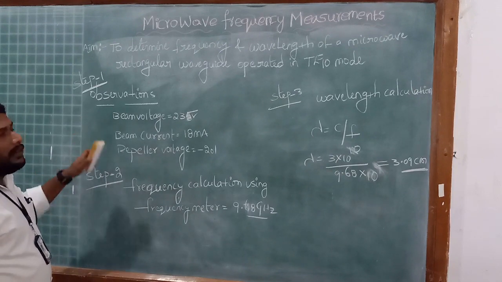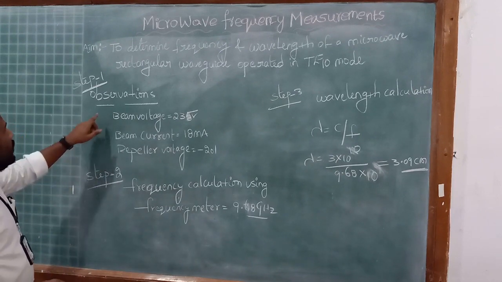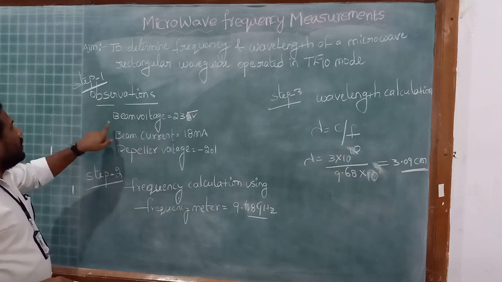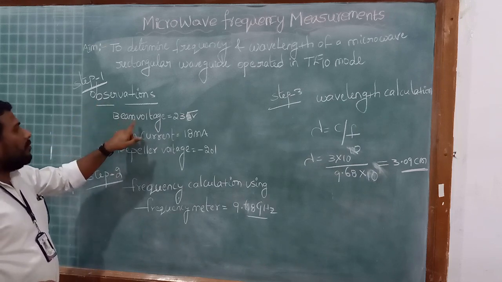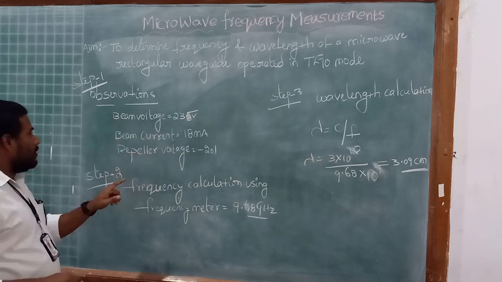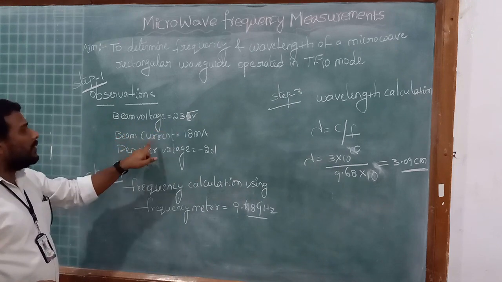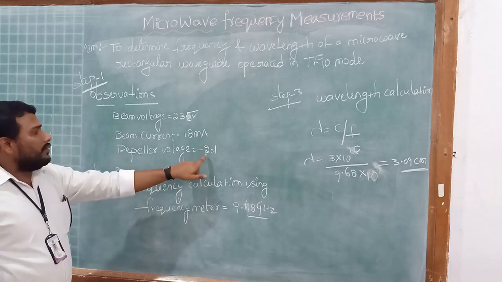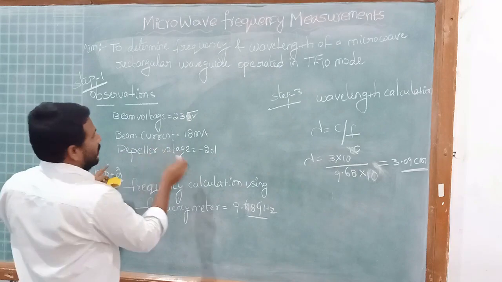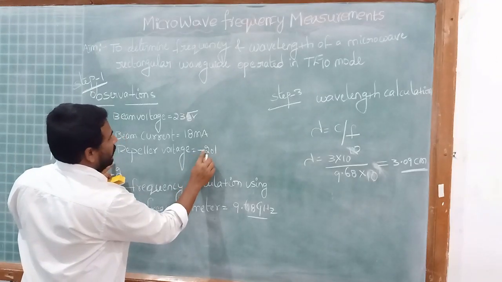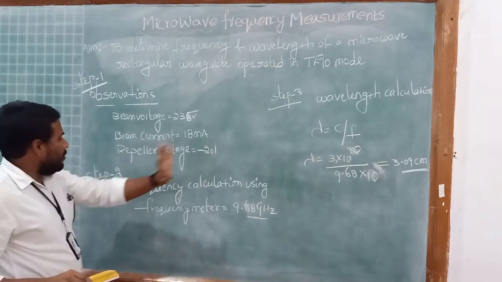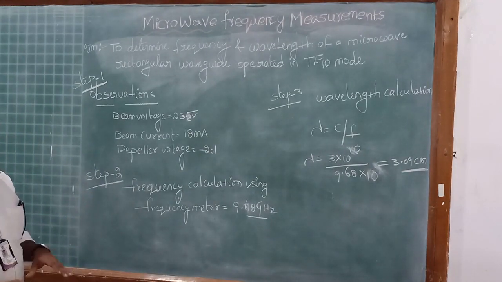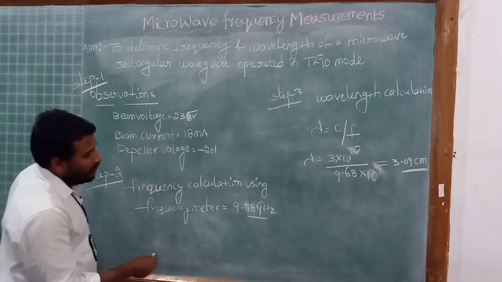We are coming to the calculation part. Practically, we have taken the observations. The first observation is beam voltage 235 volts, the second observation is beam current 18 milliamps, and the repeller voltage is 201. It is a reverse direction, right? That's why I have taken the minus sign. So minus 201.